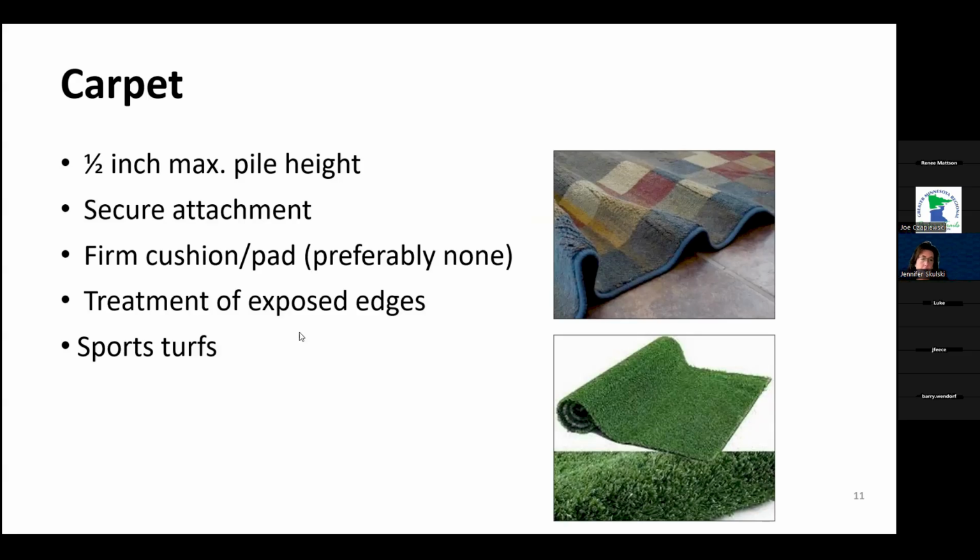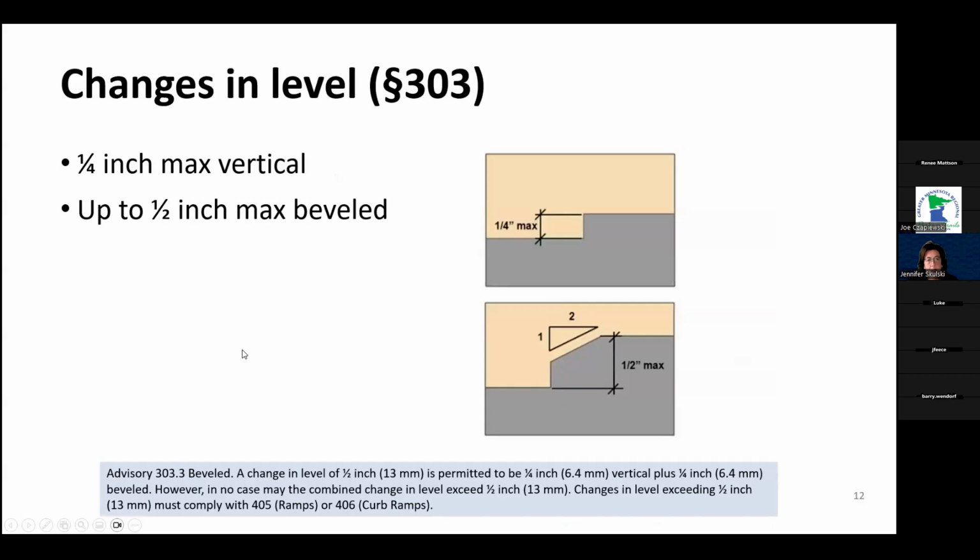And also recognize that this requirement for carpet also applies to sports turfs, either synthetic or what is considered artificial turf. So if you're using that on the playground or an outdoor play area or as part of the accessible route to a sports field, that part of the accessible route has to comply with the carpet pile height requirement. And then changes in level for our floor and ground surfaces.